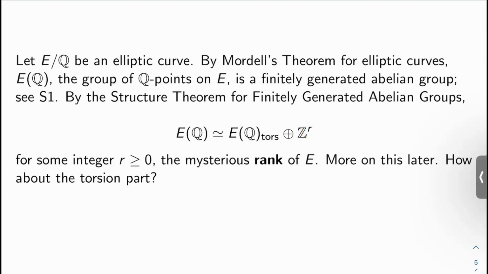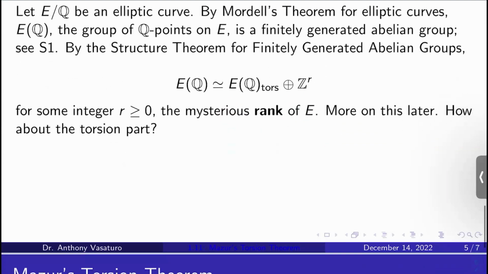And if you've looked into the Birch-Swinnerton-Dyer conjecture, you know that all things considered, we know very little about the rank. But there's kind of two pieces of interest here. There's the torsion subgroup, and then there's the rank. So let's ignore the rank for now, more on that later. And let's ask, what can we say about the torsion subgroup? All right, so that's Mazur's torsion theorem.